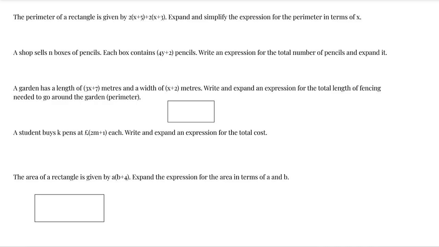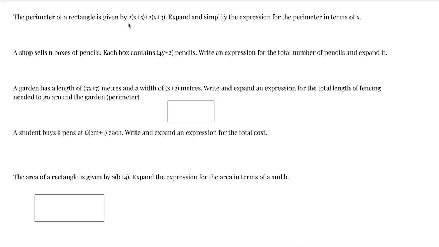Hi guys, this is expanding single brackets problem solving questions. So it's our lovely brackets, but with words within it, which is always a pain, but we need to know it. The perimeter of a rectangle is given by 2x plus 5 plus 2 bracket x plus 3. Expand and simplify the expression for the perimeter in terms of x. So all that's asking us to do is expand out the brackets, collect like terms, and that's it.